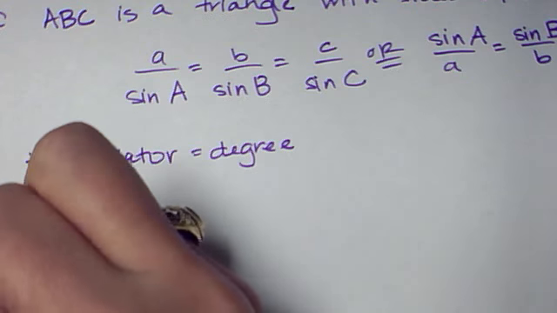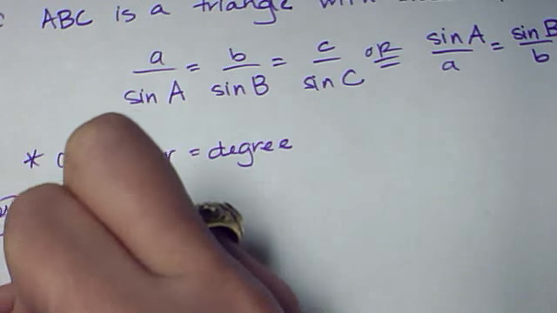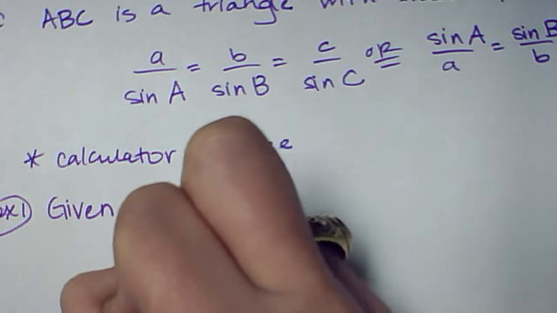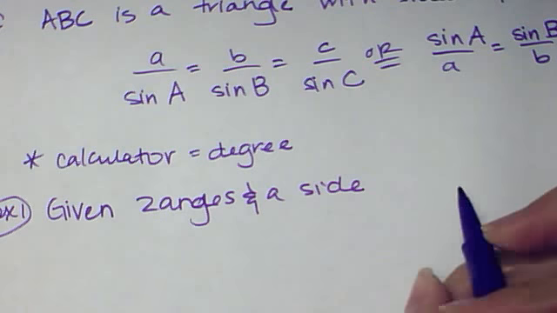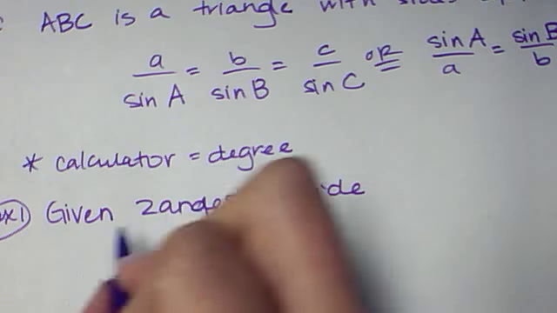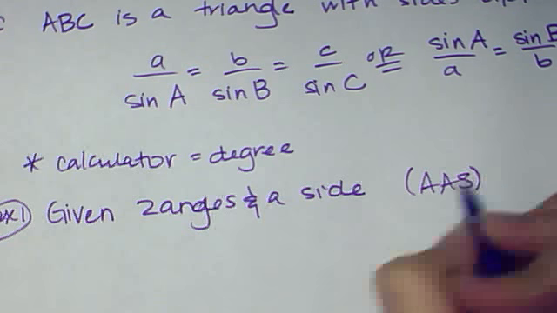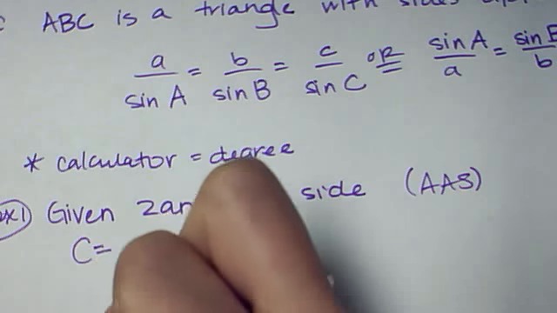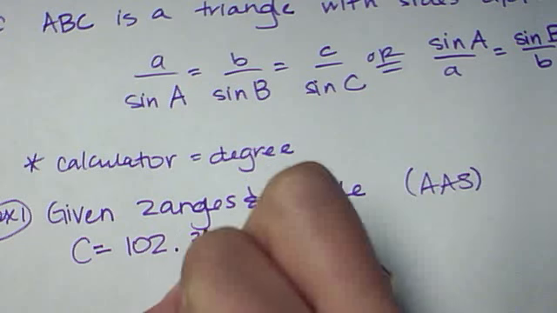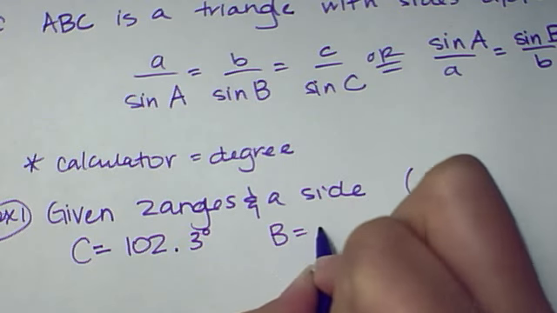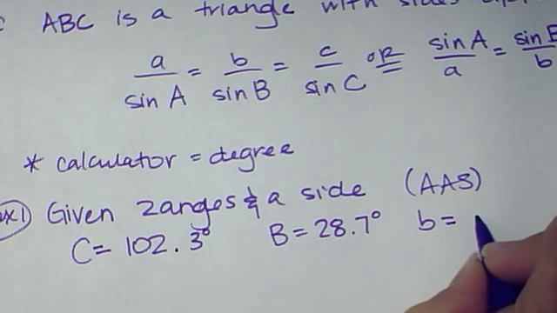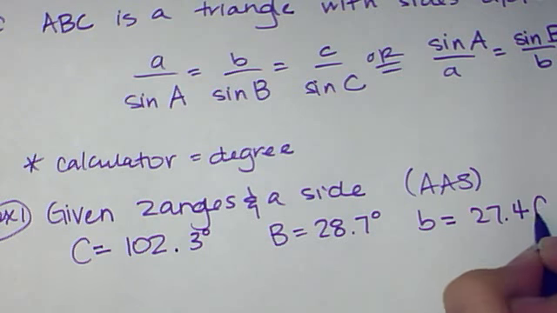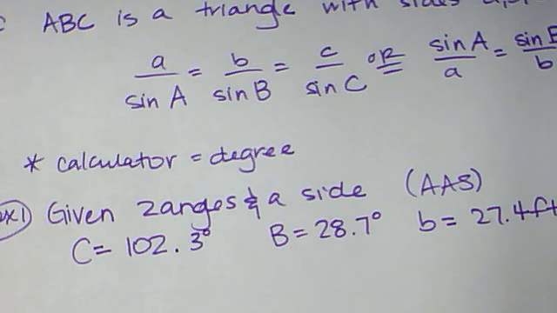Okay, example 1, if you are given two angles and a side, that'll be the angle, side case. If big C is 102.3 degrees, big B equals 28.7 degrees, and little b, the side, equals 27.4 feet. I want to solve the triangle, so I am missing one angle and two sides.